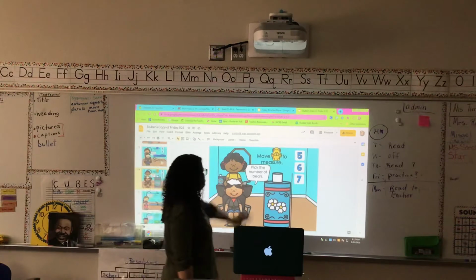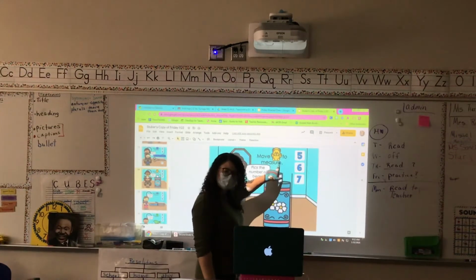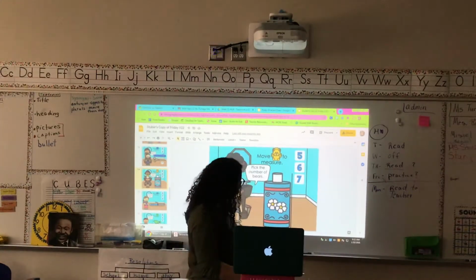Alright, now we're going to measure the shampoo bottle. Now, we're going to use bears to do this. Are we going to start from the bottom or the top? How are we going to start this?